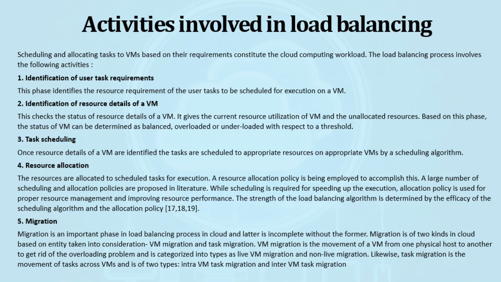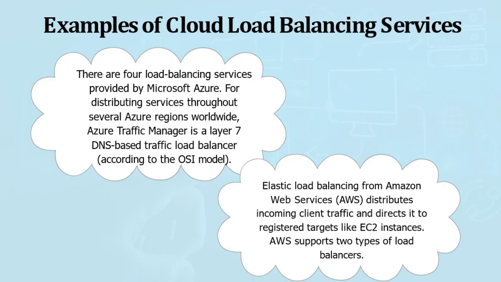Next, we are discussing activities involved in load balancing. Scheduling and allocating tasks to VMs based on their requirements constitute the cloud computing workload. The load balancing process involves the following activities. The first one is identification of user task requirements. Second one is identification of resource details of a VM. Third one is task scheduling. Fourth one is resource allocation. And fifth one is migration.